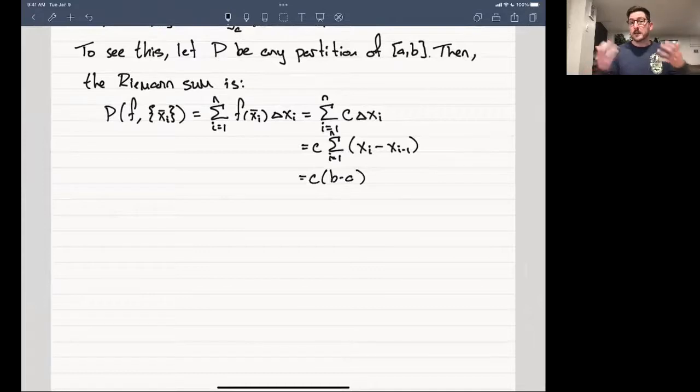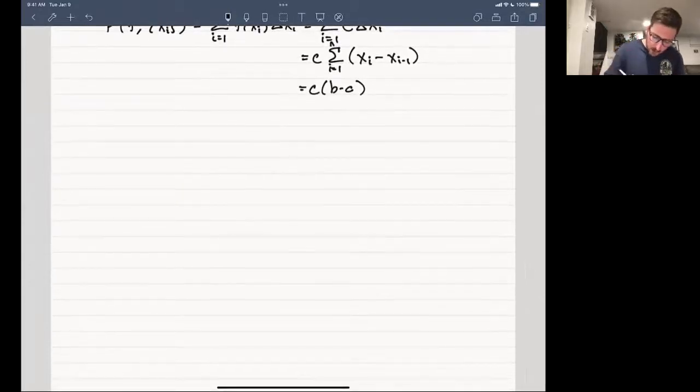And therefore, I take the limit of the mesh going to 0. It doesn't matter because this thing is independent of the partition. So this was a relatively simple one to check. Now, you might have a question. You might say, is every function Riemann integrable?